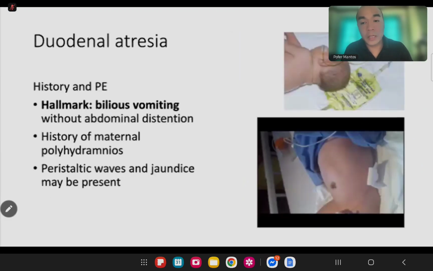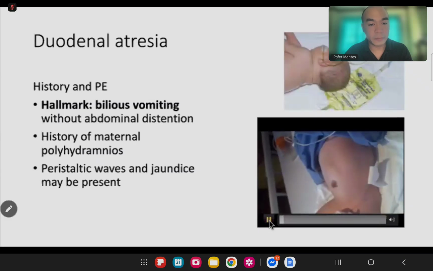The symptom in duodenal atresia versus pyloric stenosis is bilious vomiting in the absence of abdominal distension. On ultrasound, we can appreciate polyhydramnios as well. With all GI tract obstructions, you expect polyhydramnios. Peristaltic waves may also be seen, and jaundice can also be present in these infants with duodenal atresia.